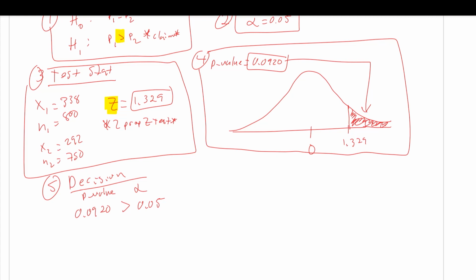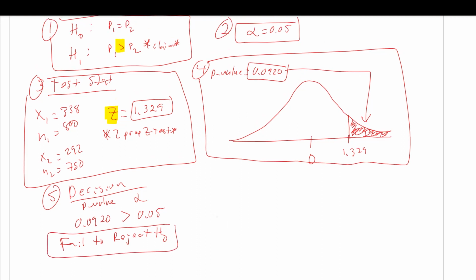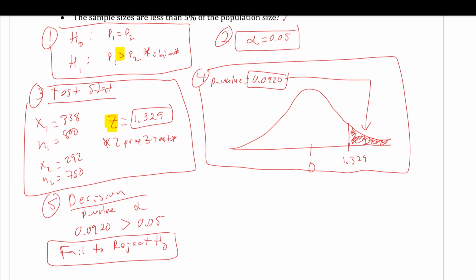If we reject the null hypothesis in this case, there's about a 9% chance that we make that mistake. We're only willing to make that mistake up to a 5% chance. So again, we're going to fail to reject the null hypothesis. In a sense, you're accepting the status quo to be true, that P1 is equal to P2 still. We don't have enough evidence to support our claim.